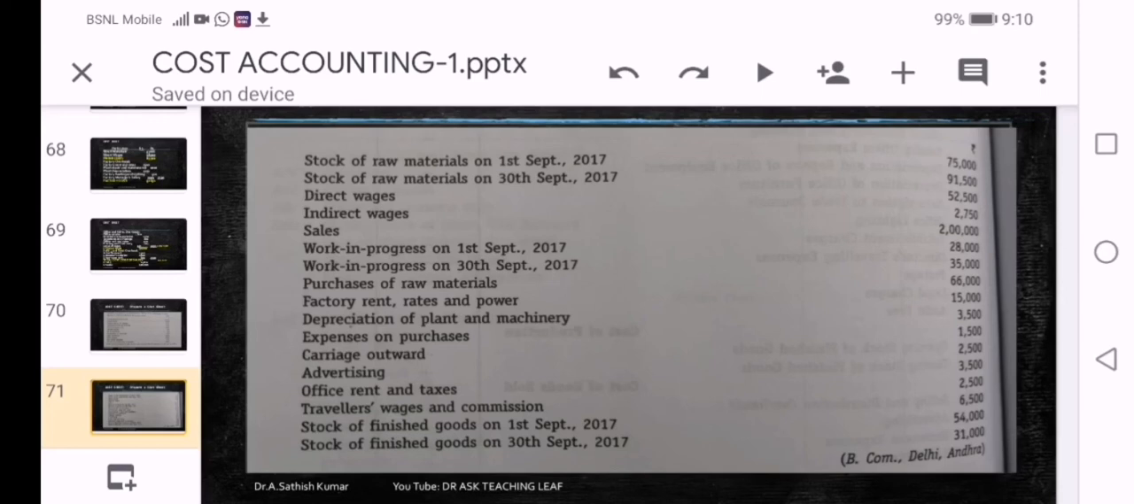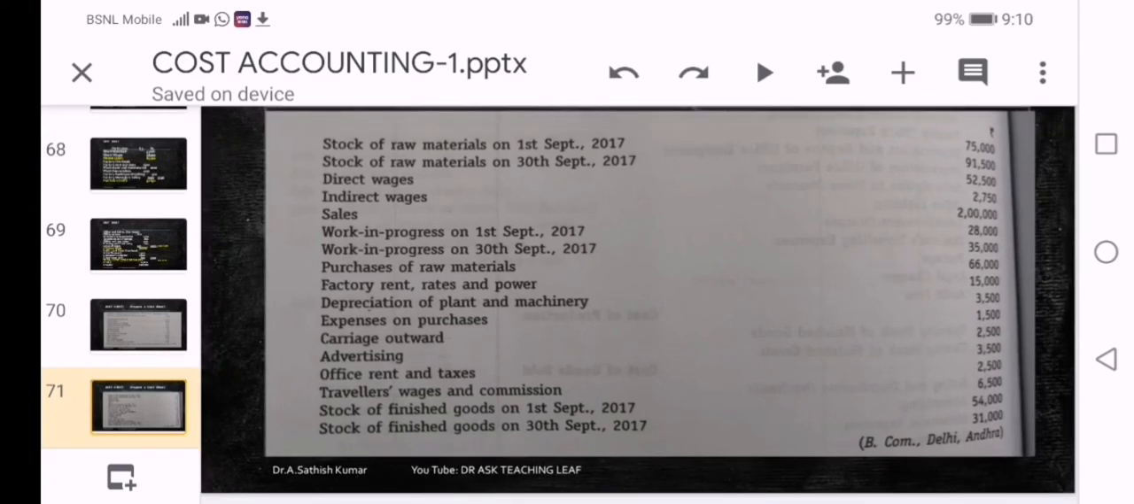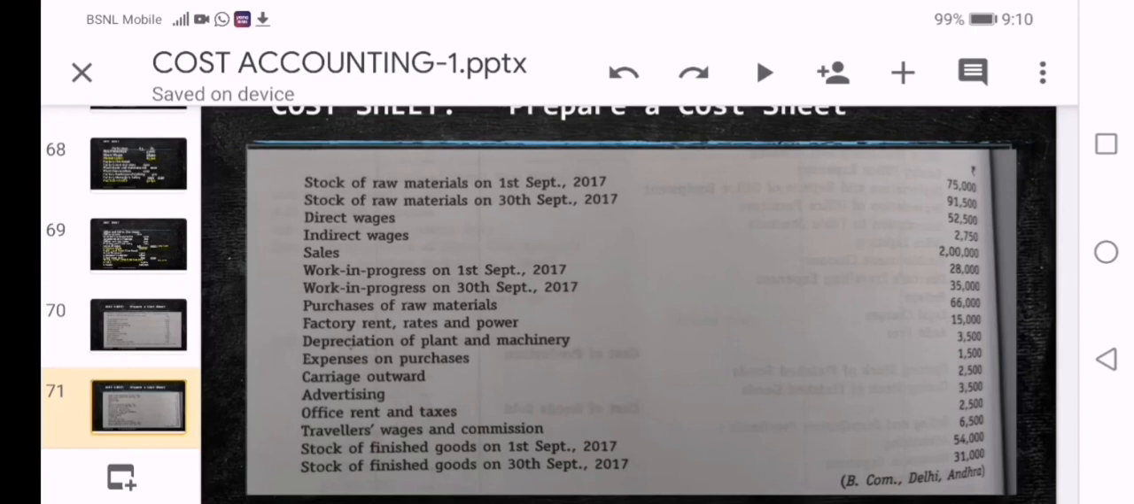So in our problem, finished goods opening and closing are given, work in progress opening and closing, and raw material opening and closing are also given. So raw material opening and closing you will get in the initial stage while computing the prime cost. Similarly, work in progress you will get when you go for the factory cost, and finished goods in the later stage. So with the help of the information given here, just compute this particular problem on your own.